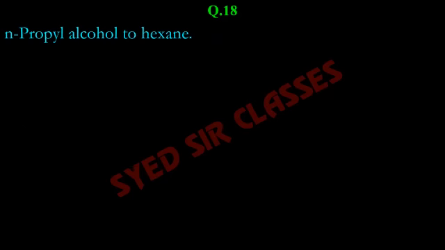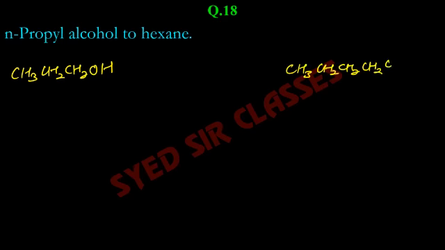N-propyl alcohol to hexane. CH3CH2CH2OH to CH3CH2CH2CH2CH2CH3. 1, 2, 3, hexane. Okay. So one thing is very much visible, that you have to use Wurtz reaction because you have to double the number of carbons. So the last step has to be Wurtz reaction.